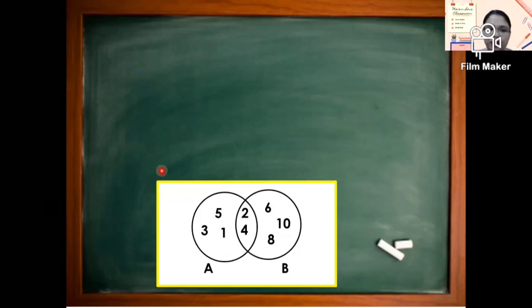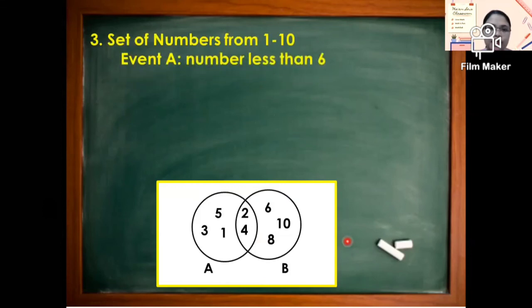Let's have example number 3. Set of numbers from 1 to 10. Event A, number less than 6. Sa event A daw natin, dapat mga number daw po na mas mababa sa 6. Hindi kasama si 6 kasi ang sabi lang daw po, mas mababa sa 6. Ano ba yung mas mababa sa 6? So that is 5, 4, 3, 2, 1.